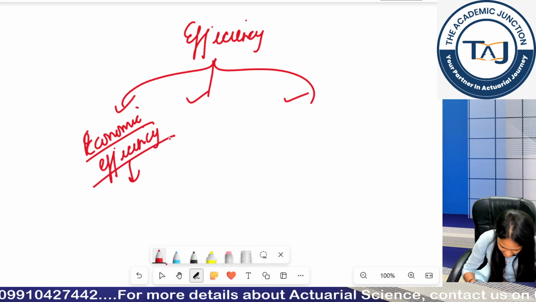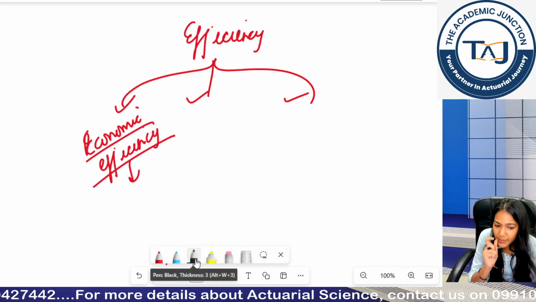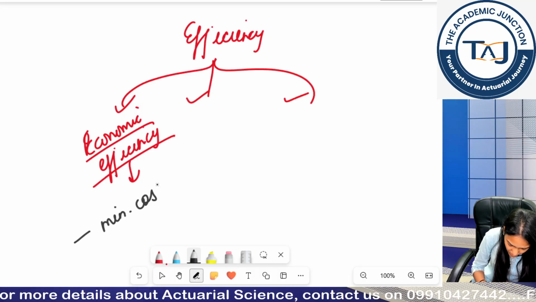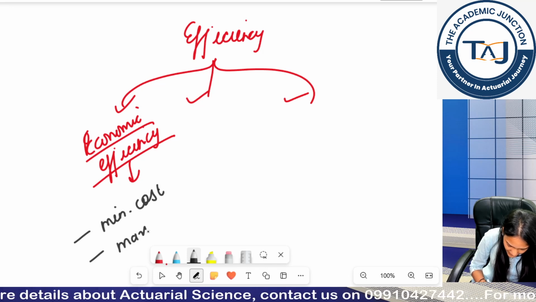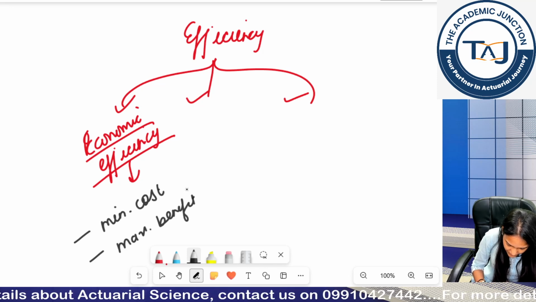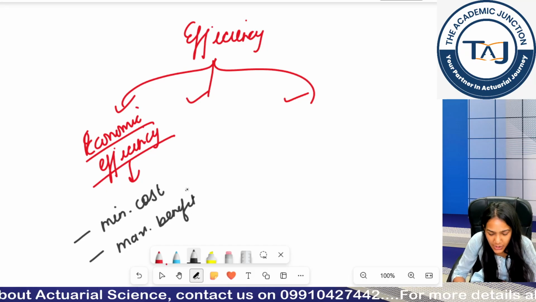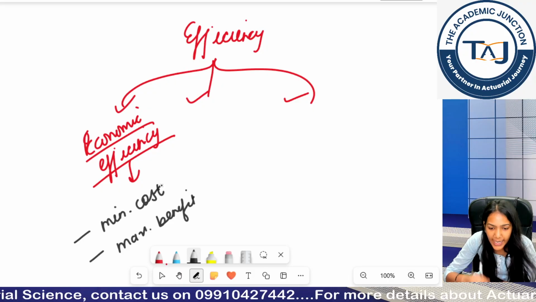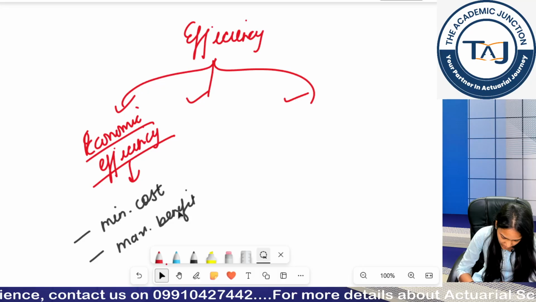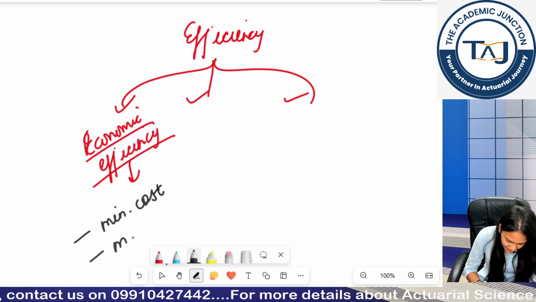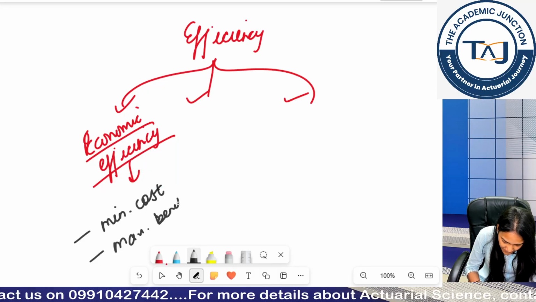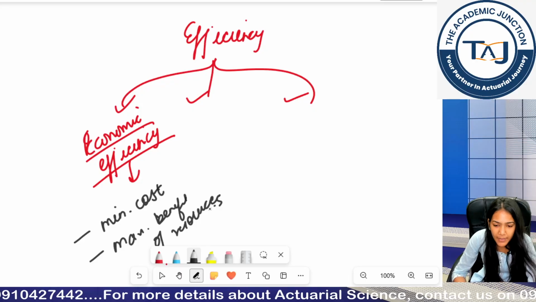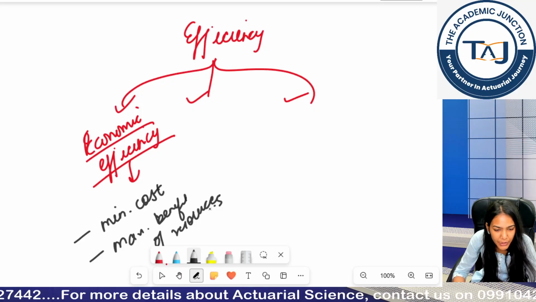Economic efficiency is basically, remember or memorize the keywords here: minimum cost, maximum benefit. My economy is producing goods and services at minimum possible cost, and we are being able to derive maximum benefit of resources. Okay, minimum cost, maximum benefit of resources.